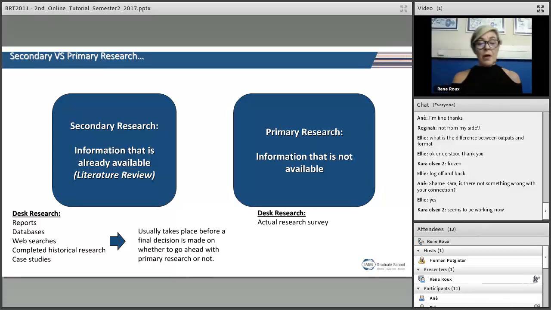I'm just checking. Okay, so really secondary research is already out there. And you will do secondary research to really get to grips with the problem, the research problem, all that background information. And once you have that, you will be able to make an informed decision whether there's sufficient information out there to not do a primary research or to actually do primary research. Your primary research is then actual research after you've done your desk research.